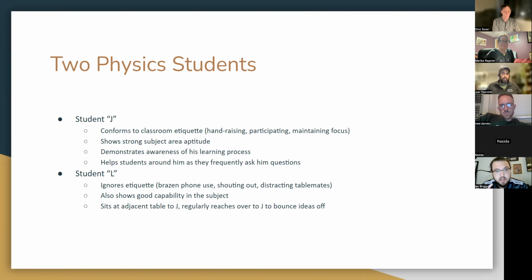Student L is a lot more brazen, a lot more blasé about his behavior. He's ignoring these etiquette things that Jay is doing. This is a classroom of about 30 people. These two guys sat near the back where I'm sitting observing, but they're at different tables. Jay's table is consistently performing the activities basically as the teacher would have in an ideal classroom, whereas L and his table mates are essentially the opposite.